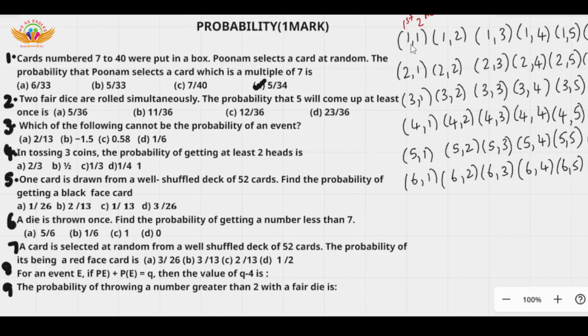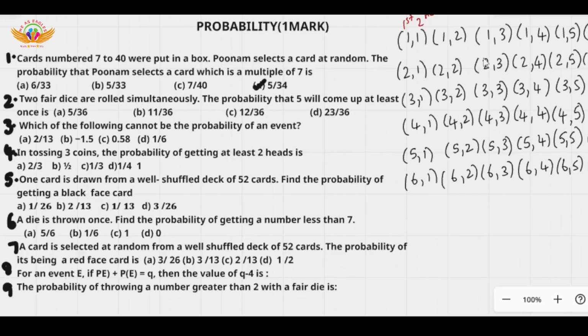Again, see here, 1, 2, 3, 4, 5, 6, and the second numbers are not changing. It's just 1, 2, 3, 4, 5, 6, repeated like that. Just write it down 6 times. So vertically 1, 2, 3, 4, 5, 6, and even horizontally the second number will be 1, 2, 3, 4, 5, 6. If you remember it like this, it will be easy for you, especially when they ask about two fair dice rolled simultaneously.